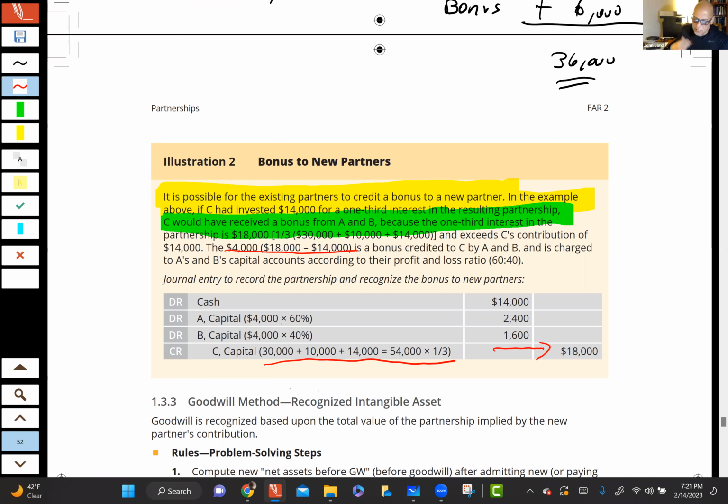So that bonus has to come from somewhere. It comes out of A and B respective to their profit sharing ratios. And again, they may ask you what's the bonus? The 4,000. They may ask you what's going to end up in C's capital account, A's capital account, B's capital account. That's typically how they ask these questions.